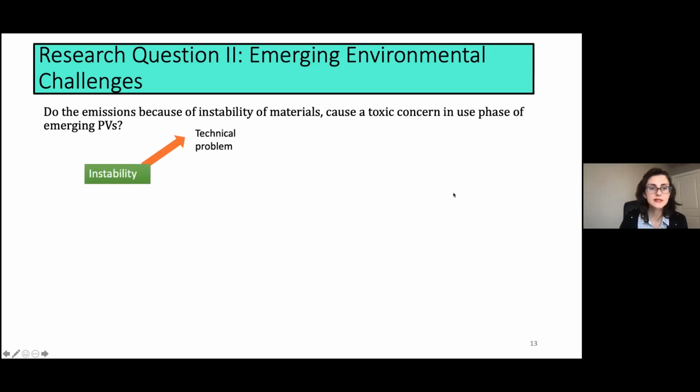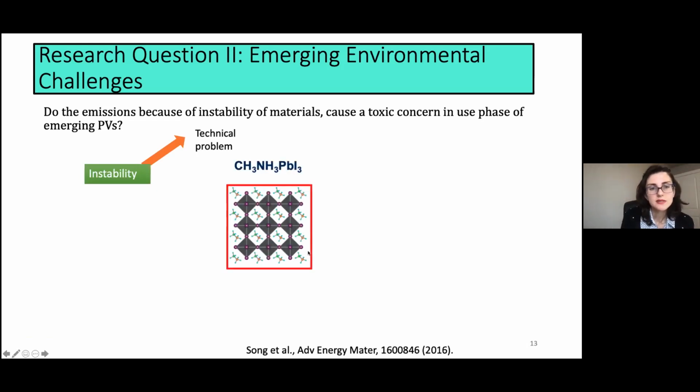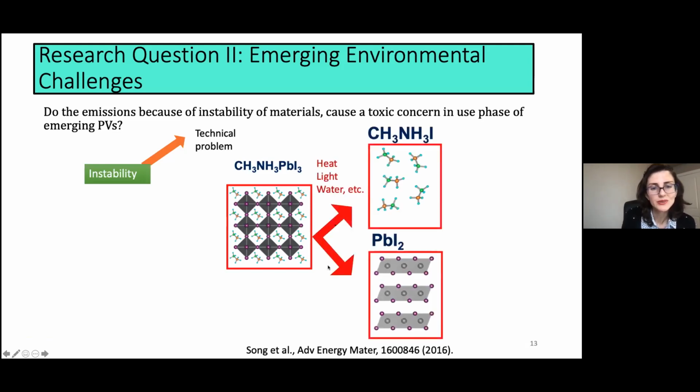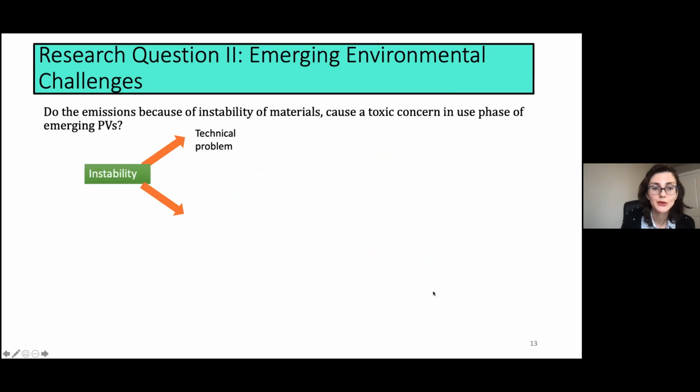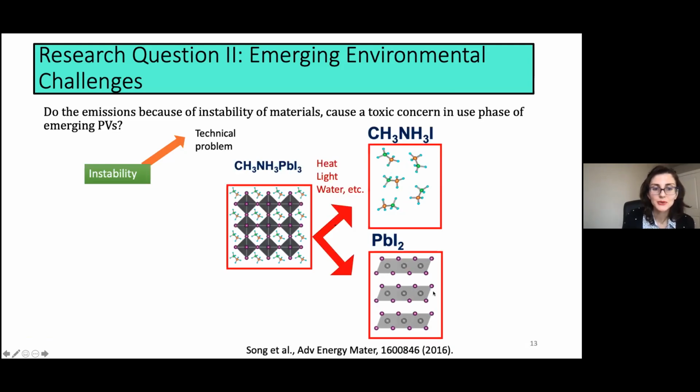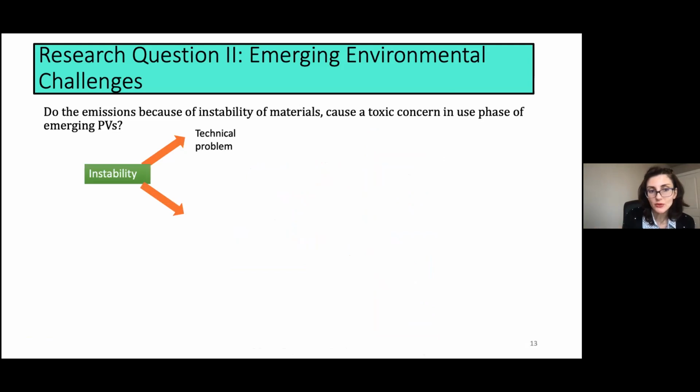So I wanted to expand this instability problem a little bit here. So instability is a technical problem basically. So this is that crystal structure again. So what happens when the structure is exposed to heat, light, or water? It decomposes to methyl ammonium iodide and lead iodide. So lead iodide is a very unstable material, so you end up with a highly soluble lead material in the sun. So that instability is also an environmental problem.